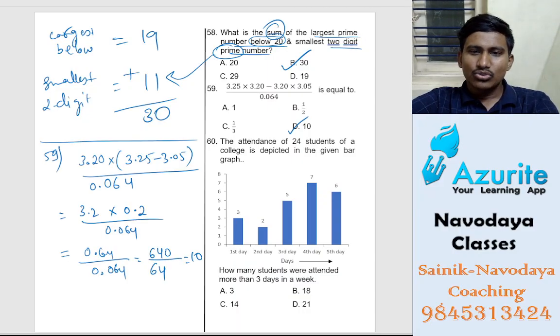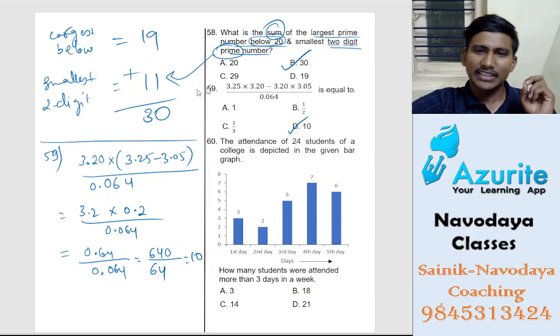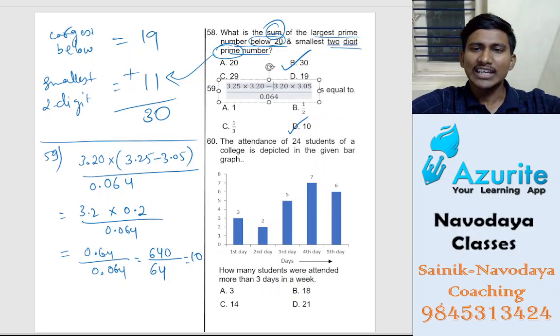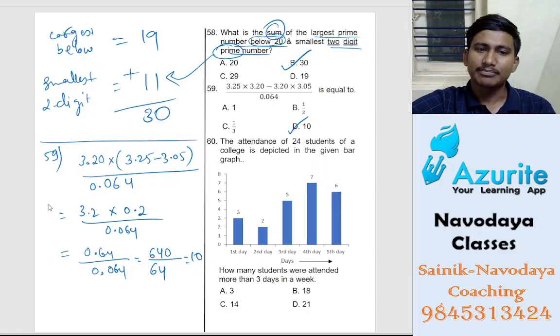Understood? So see here students, question 59. What is the question? Listen here, 59. So this is the question, right? In that, here 3.25 and 3.05, here we should take 3.20 common, right? What should we do? We should take common. If you take common, 3.20 will come outside. So then what will remain? 3.25 here and 3.05 here.